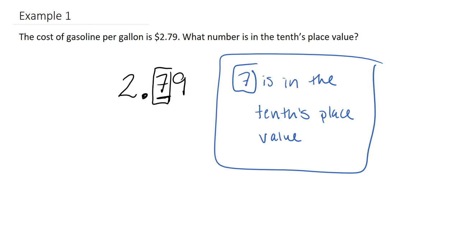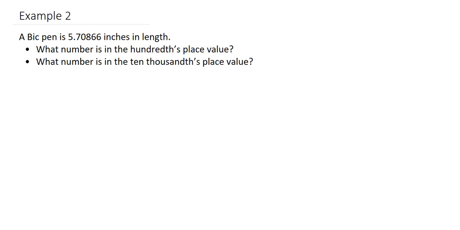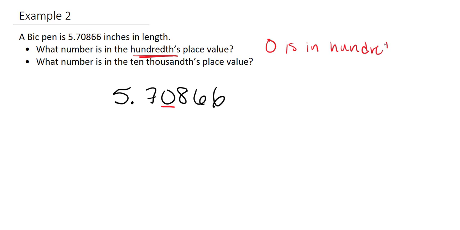Now let's do another example. Example 2. A Bic pen is 5.70866 inches in length. What number is in the hundredths place value? Well, let's go ahead and write this out. We have our decimal. To the right of it, it's our tenths. And the next number is our hundredths. So we would say 0 is in the hundredths place value.